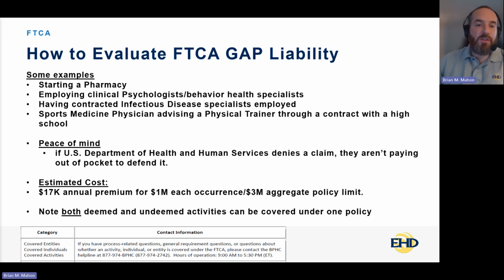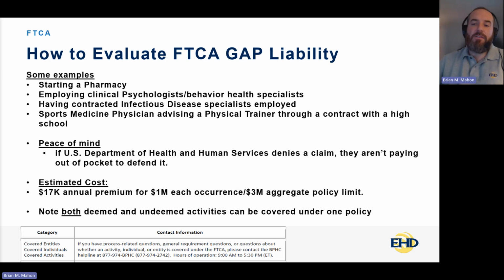So, some examples I've personally worked on: a health center starting a pharmacy, employing behavioral health or clinical psychologists, having a contracted infectious disease specialist. This one was interesting, because yes, it's a covered activity working with a school, and yes, the sports medicine physician was covered, but not necessarily under FTCA when they are advising a physical trainer located at a school.